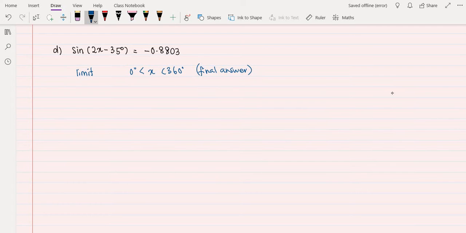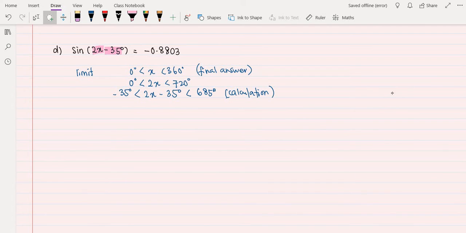Okay, so for our calculation, take note here, we need to multiply by 2 and then we need to subtract 35 degrees. So let's do it one by one. Multiply by 2, and I will have 2x is between 0 and 720 degrees. And then since I need to subtract 35 degrees from each term, I will have 2x minus 35 degrees. On the left hand side, it will be negative 35 degrees since what I have here is 0 minus 35, and then it must be less than 685 degrees. So this will be the limit for my calculation.